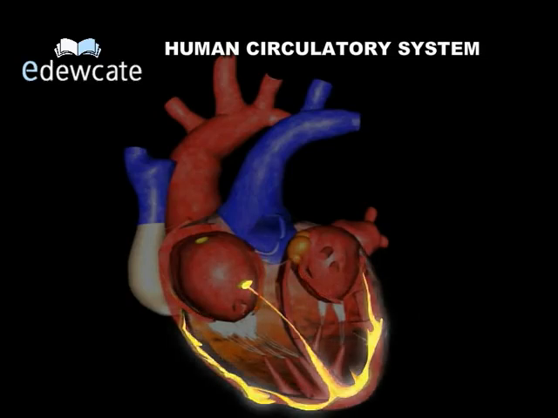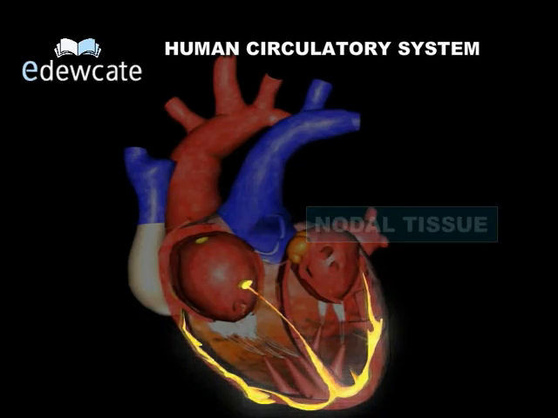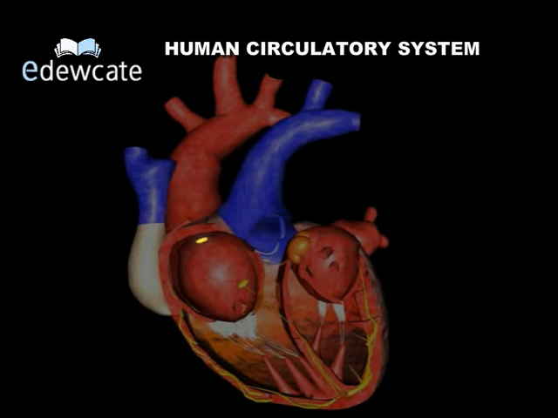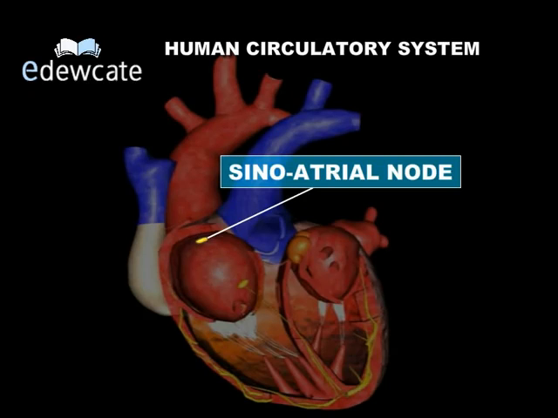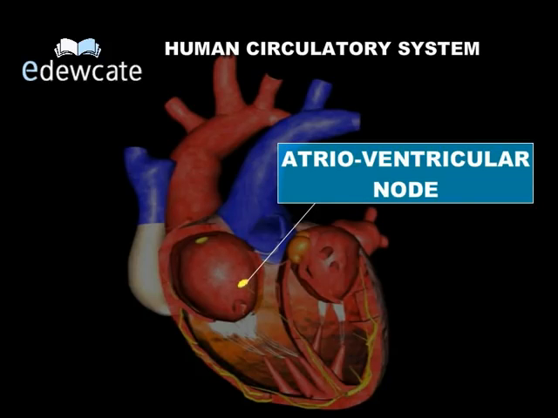A specialized cardiac musculature called the nodal tissue is also distributed in the heart. A patch of this tissue is present in the right upper corner of the right atrium called the sinoatrial node. Another mass of this tissue is seen in the lower left corner of the right atrium close to the atrioventricular septum called the atrioventricular node.